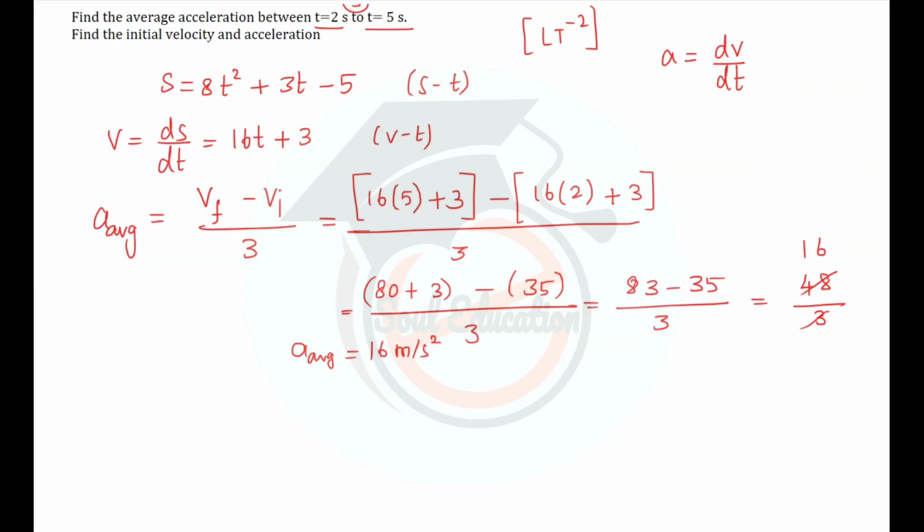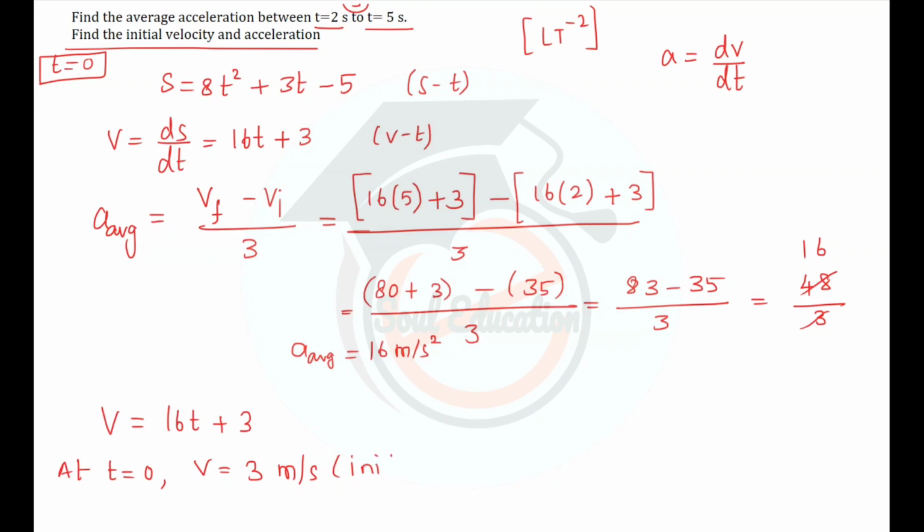Next question: find the initial velocity and the initial acceleration. Whenever the concept of initial comes, it is the velocity at time t is equal to 0. That's it. So to find the initial velocity, the equation is v is equal to 16t plus 3. At time t is equal to 0, velocity v is equal to 3 meter per second. This is my initial velocity.